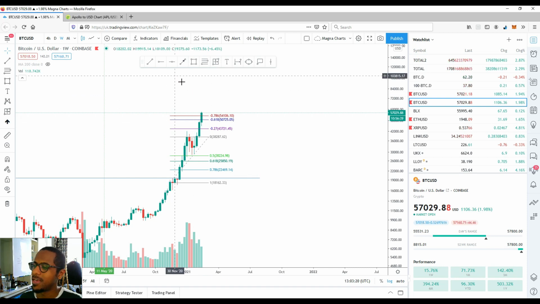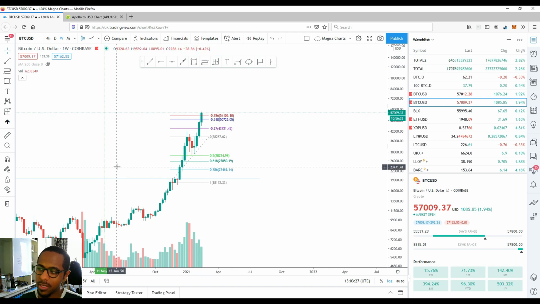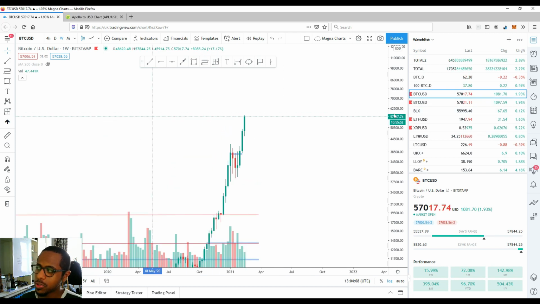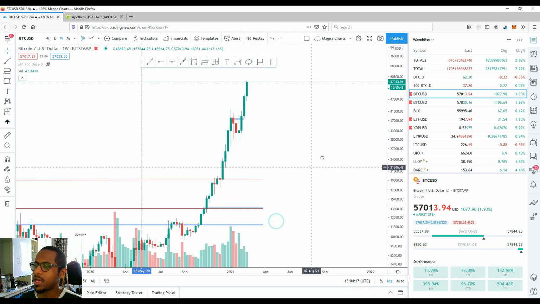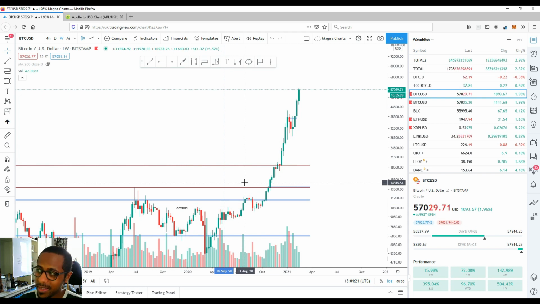So in my eyes, the correction isn't too far away. Now, of course, it can carry on. As you saw in the illustration of 2017, there was a massive blow off top, a massive wick to the upside before it came back down and started to correct. Now, of course, we can have a blow off top situation where it might increase to 60,000 and beyond before retracing. However, I don't think there is too much left for Bitcoin to increase in this current rally.